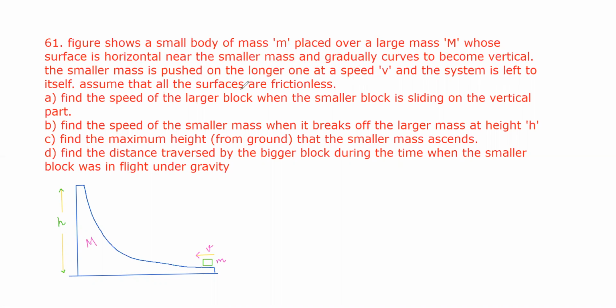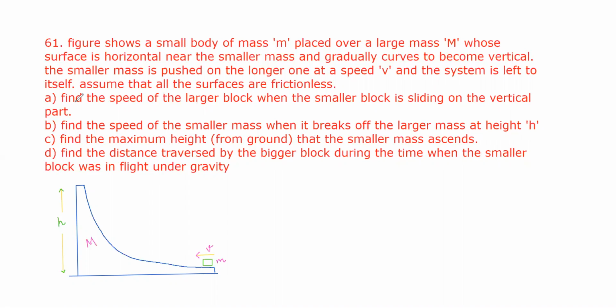Assume that all the surfaces are frictionless. Find the speed of the larger block when the smaller block is sliding on the vertical part. Find the speed of the smaller mass when it breaks off the larger mass at height h. Find the maximum height that the smaller mass ascends. Find the distance traversed by the bigger block during the time when the smaller block was in flight under gravity.